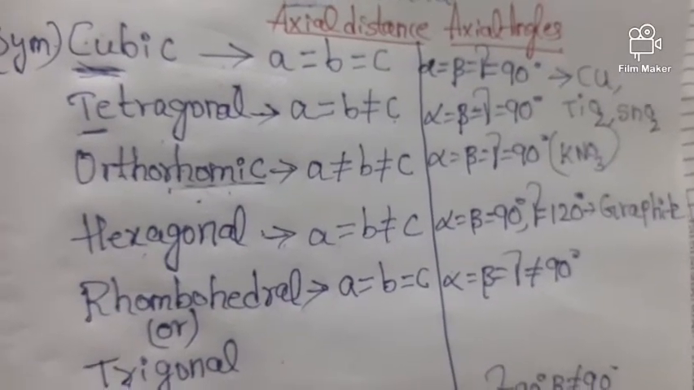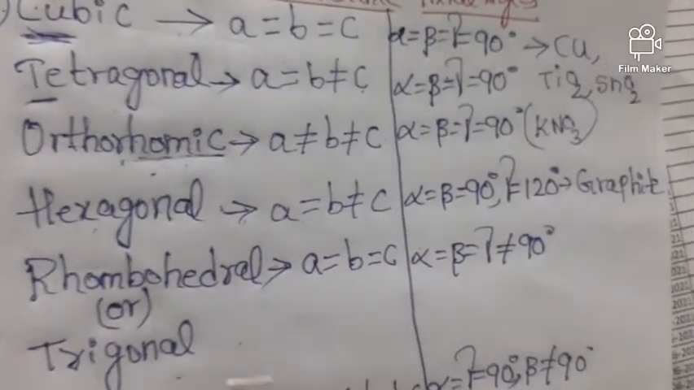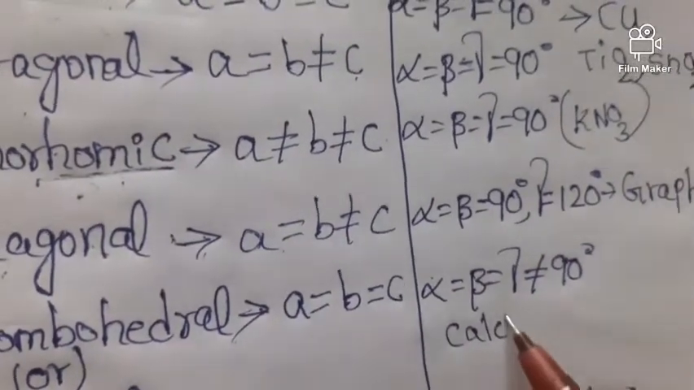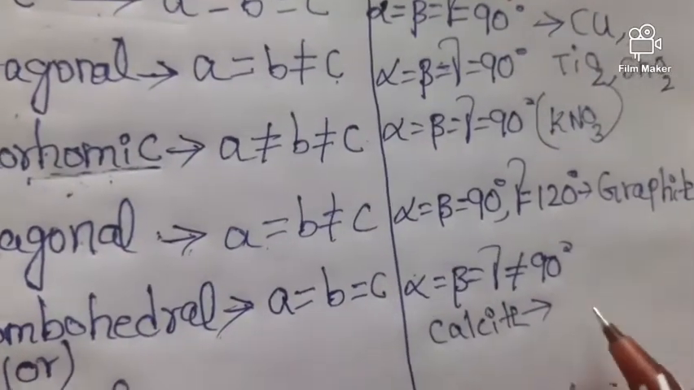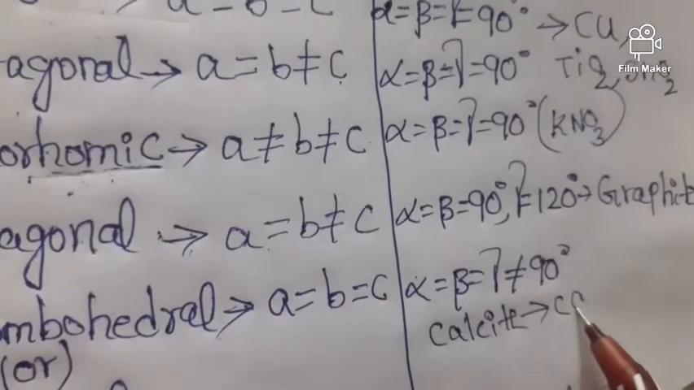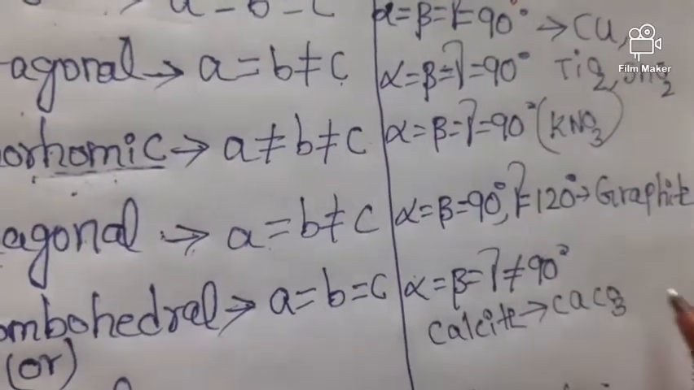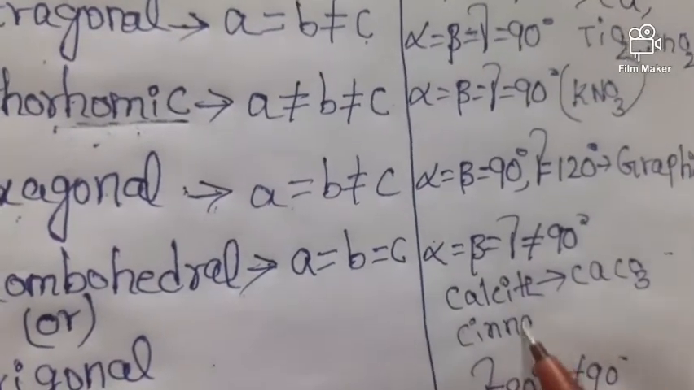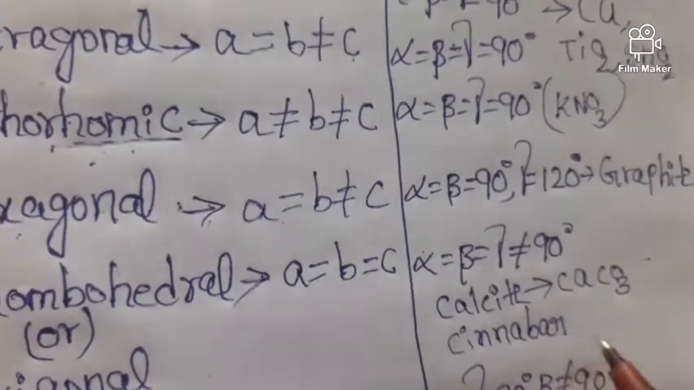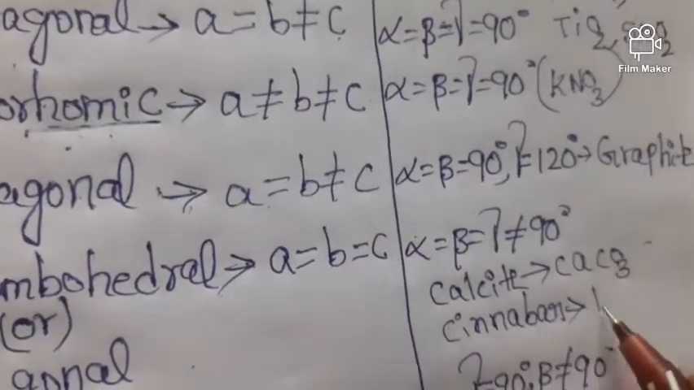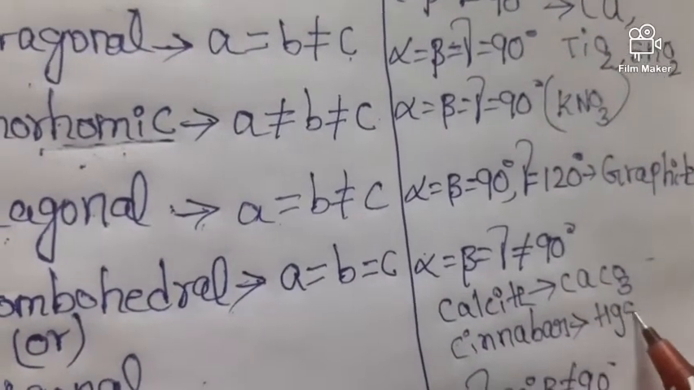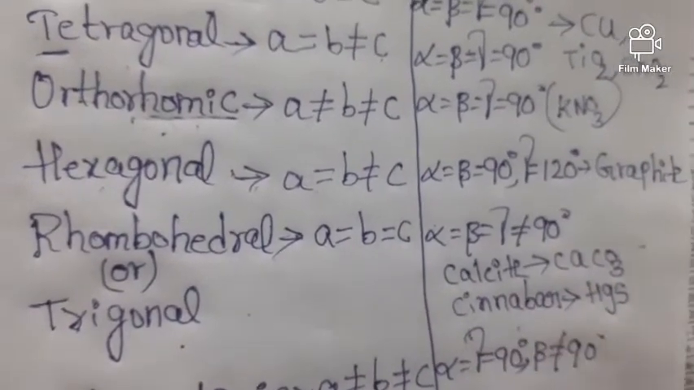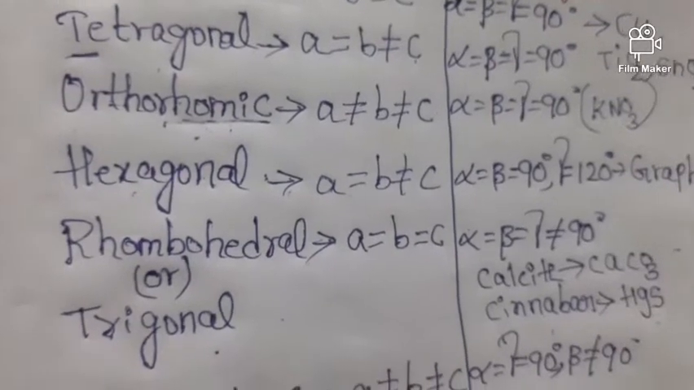Next, rhombohedral or trigonal. The example for this, I'll write here, friends, is calcite. Calcite, and the formula for this is calcium carbonate. And one more example here is cinnabar. Cinnabar means what, friends? Mercuric sulfide. Mercuric sulfide is called cinnabar. Calcium carbonate is called calcite. These are the examples for the rhombohedral or the trigonal.